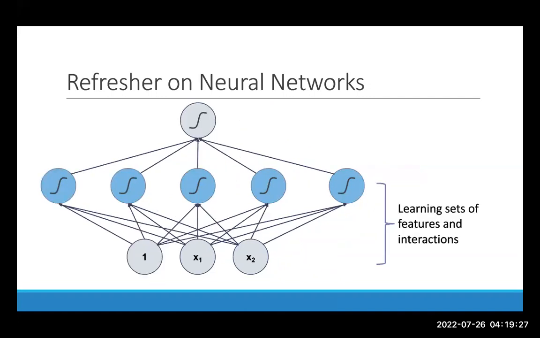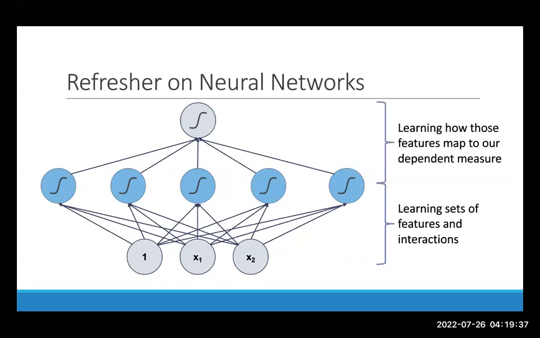So in terms of model structure, we end up with that bottom set of layers, all of our hidden layers and the input layer, basically just learning sets of features and interactions. And then the output layer, the single layer at the top, is effectively just a logistic regression or linear regression or some kind of regression that is learning how to map the generated features, the rich features of our hidden layer, onto our dependent measure.